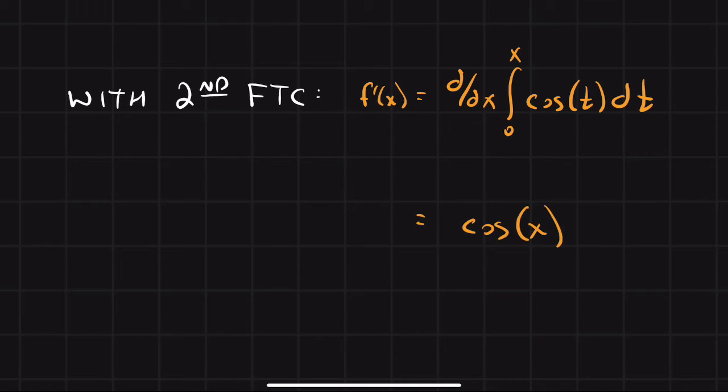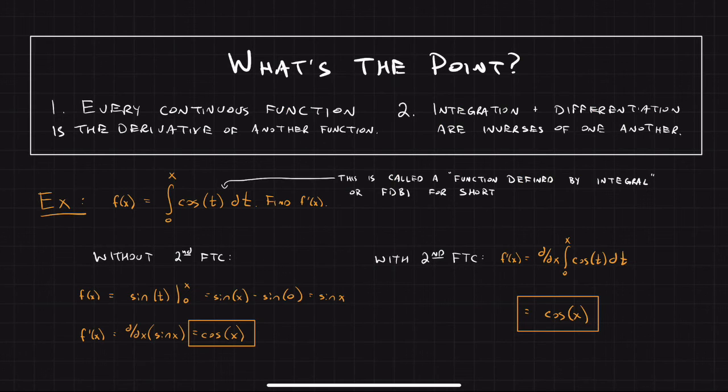So all we have to do is plug in x for the t inside of the cosine function, and that would be our answer. So you can see that we get cosine of x either way, but by using the second fundamental theorem of calculus, we get to the answer very quickly.